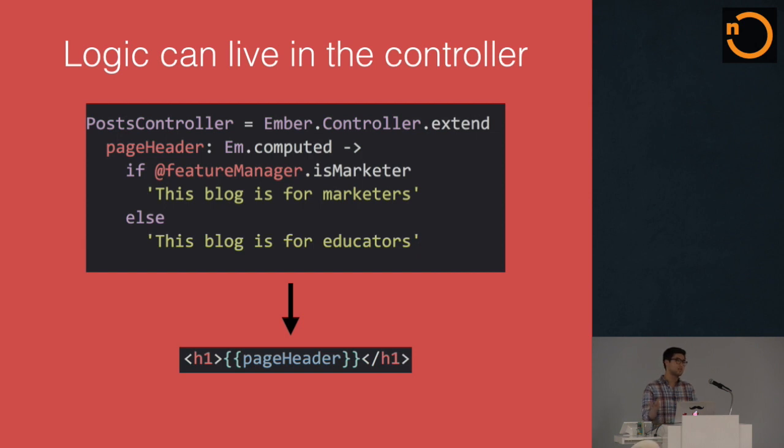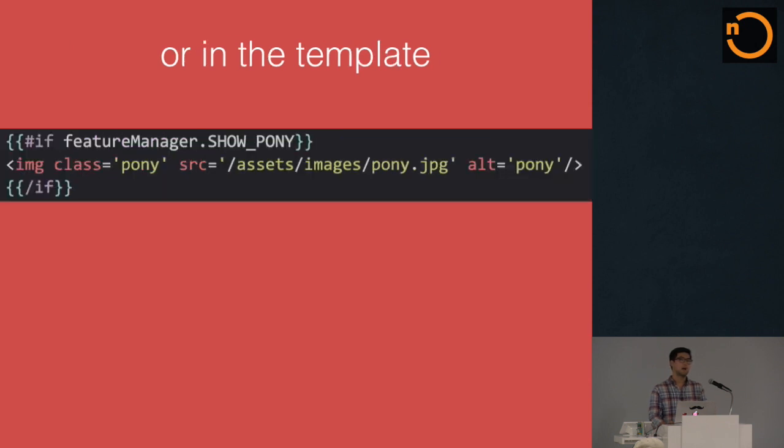So here I have page header. If it is marketer, then I'm going to say this blog is for marketers. Otherwise, this blog is for educators. In my template, I can just refer to that directly. Or I can have this in my template where I say, if show pony, I'm going to show pony. Otherwise, I'm not going to show that.